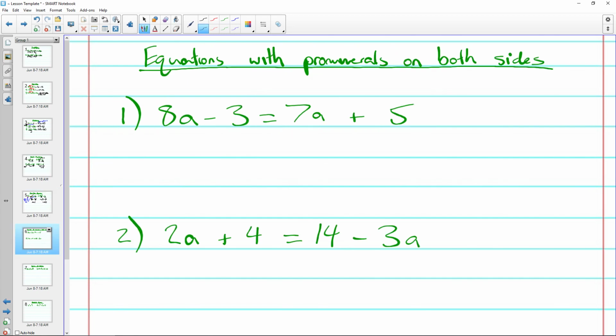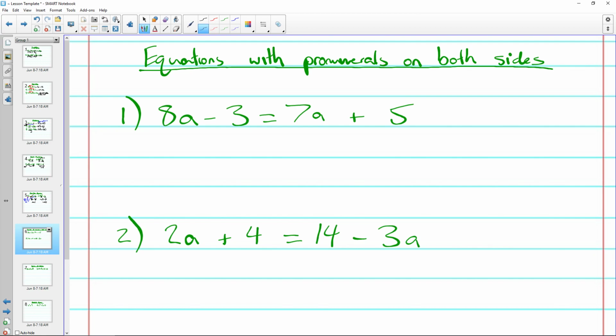So now what we're going to do is a few trickier equations, where first of all, we have pronumerals on both sides. Looking at this first question, we see that the a is on the left side and the right side. That's a problem, because when we're solving equations, as you just saw, we want to get the a's on one side and all the numbers on the other side. So we need to move all the a's to one side first of all.